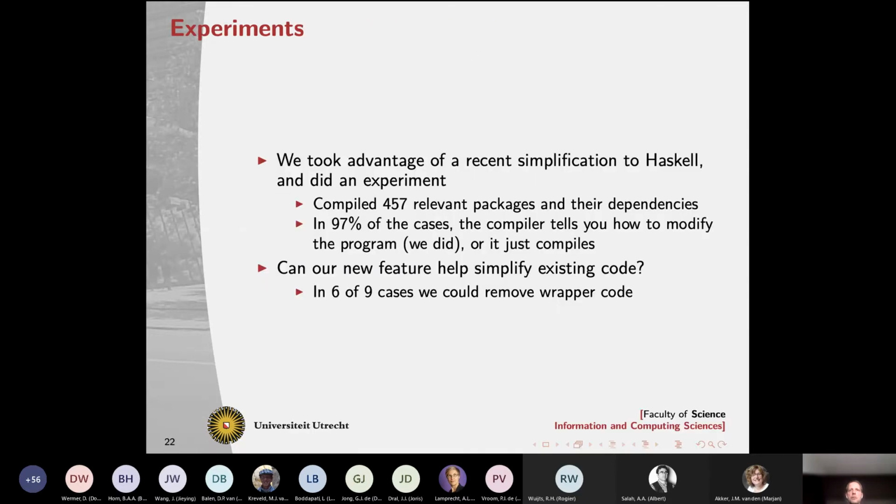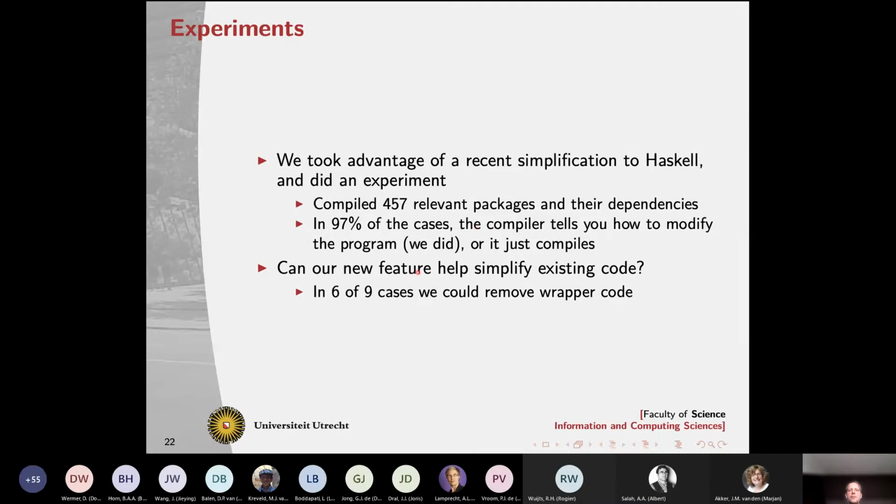We also did a lot of experiments because we take advantage of a simplification to Haskell. We did an experiment where we compiled 457 relevant packages and their dependencies to see whether the simplification would destroy the type correctness of the program. It turned out that in 97% of the cases, it either just compiled or it was easy to modify because the compiler basically told you which expression to change.